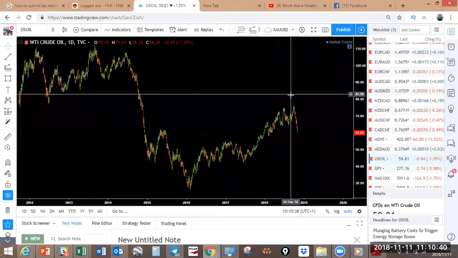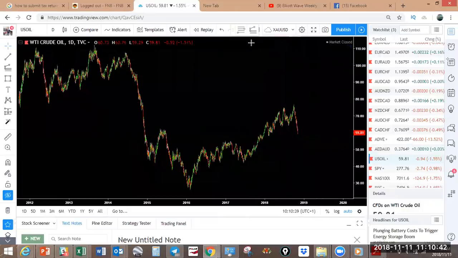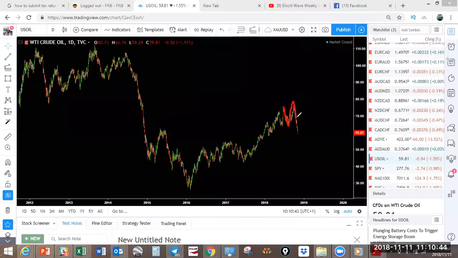Looking at oil, we were looking for this structure on oil to be only a corrective structure that will push higher, as an expanding flat. Still a possibility, but looking at the structure now, that may have changed and that cycle may have ended. So what we're going to wait for is for this one to start correcting now.